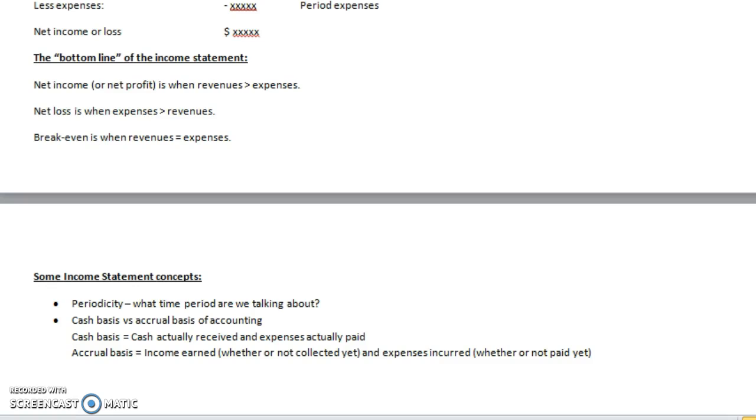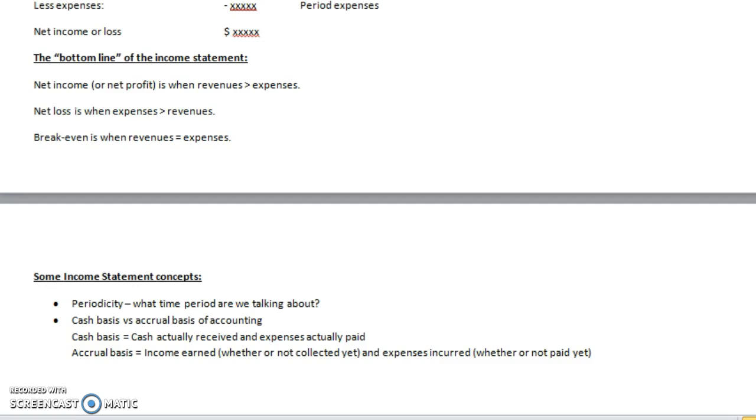Again, let's look at some income statement concepts. Again, periodicity. What time period are we talking about? We can do an income statement for today. Did we make money today? This week, month to date, year to date. What time period are we talking about? Some of the retail businesses may lose money from January through September, but they may make enough in the holidays from October to December to make a profit, so that they've got a profit for the whole year. So we have to look at, like I said, the period of time we're talking about. So the concept of periodicity is very important.